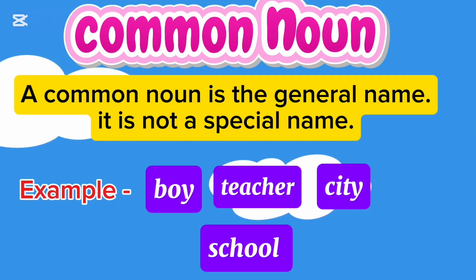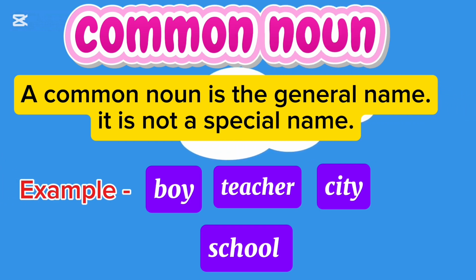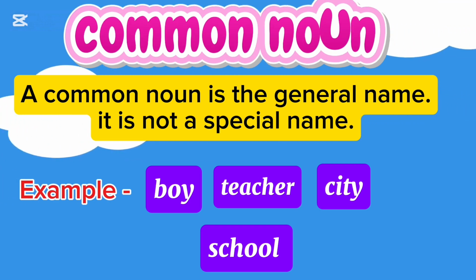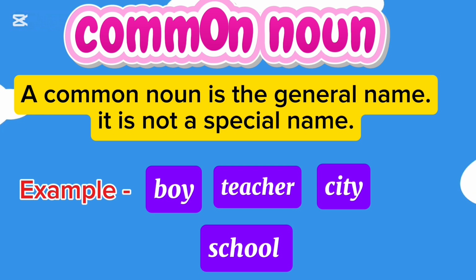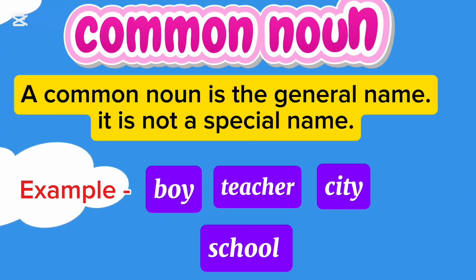Now let us learn common noun. What is a common noun? A common noun is the general name. It is not a special name. Example: boy, teacher, city, school.